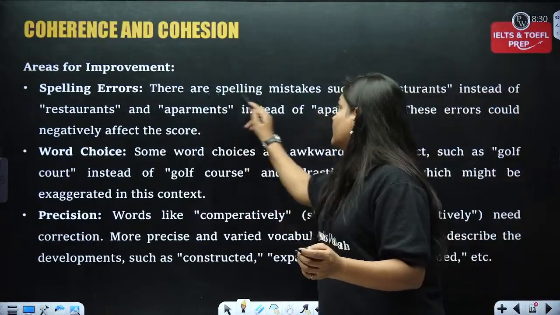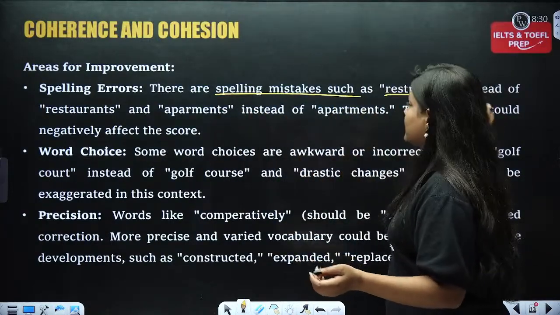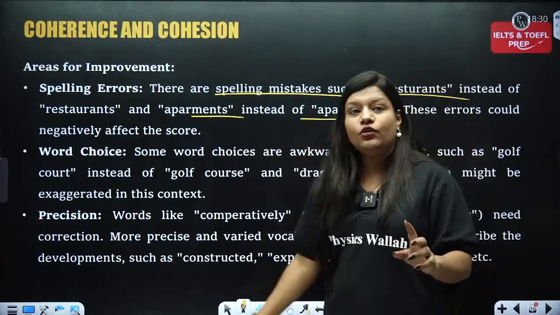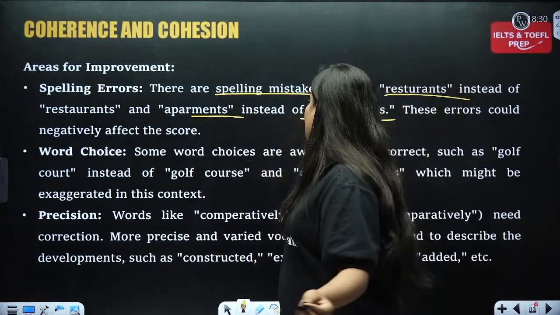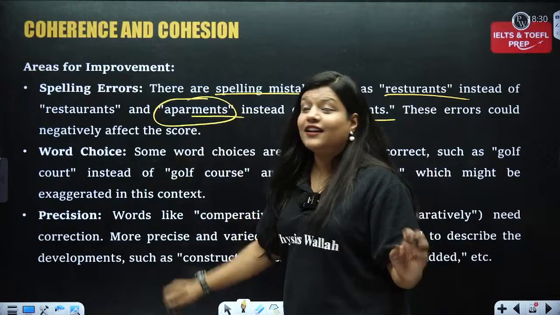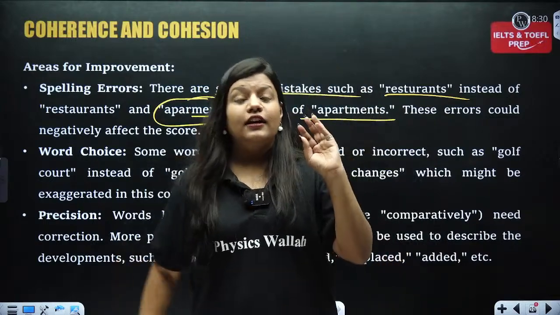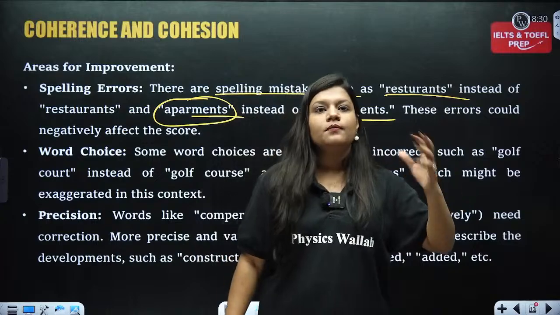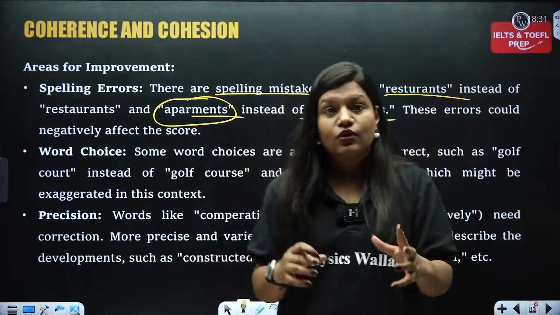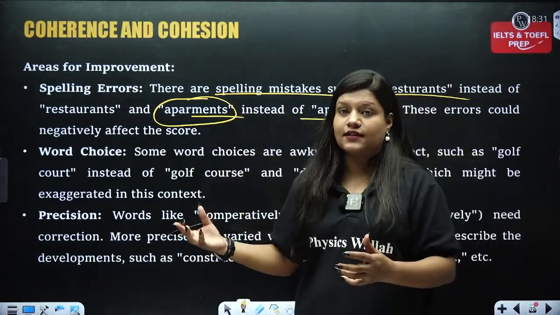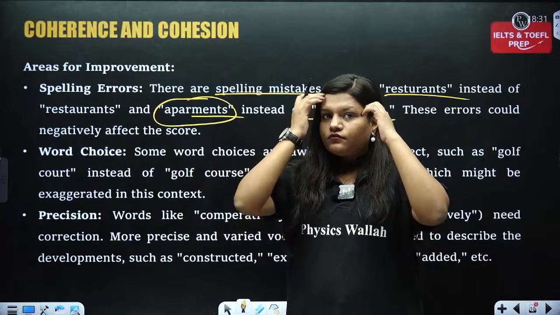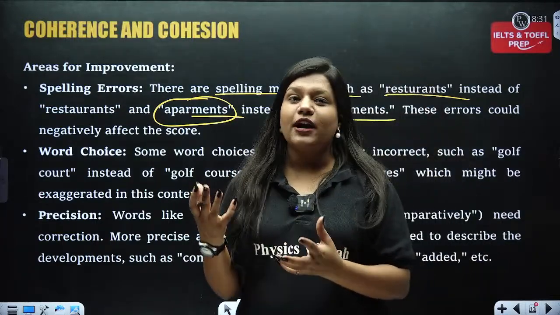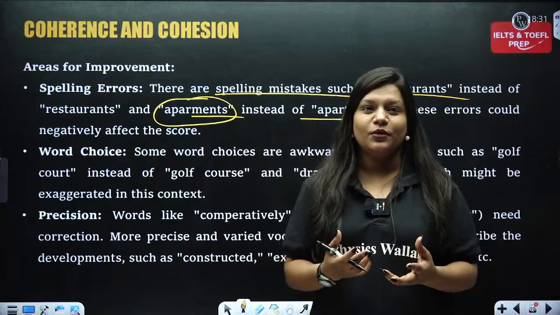Spelling errors: there are spelling mistakes such as "restaurant" and "apartments" being misspelled. I told you there were a lot of spelling mistakes. These things are very silly in nature, honestly speaking. Guys, you should be aware of the spelling of restaurant and apartments. Don't take it otherwise, I'm just telling you because you are preparing for the IELTS examination. Got it? It's something you need to improve on.